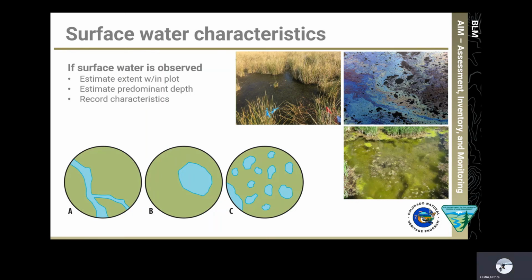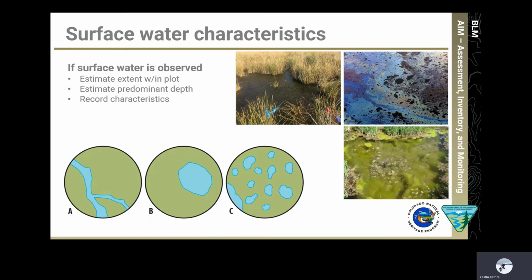If surface water is observed on the plot at the time of sampling, you will need to estimate the extent cover, estimate the predominant depth across the entire monitoring plot, and record the distribution of surface water and whether or not it is ponded or in small channels.